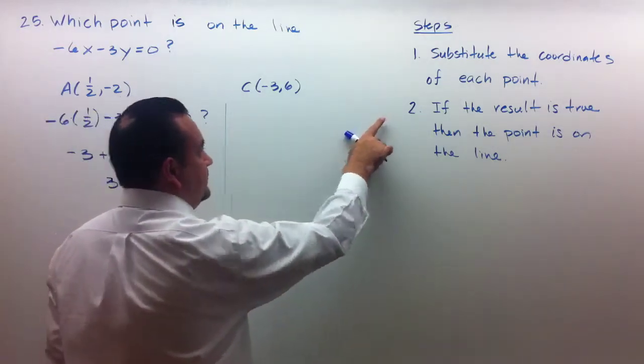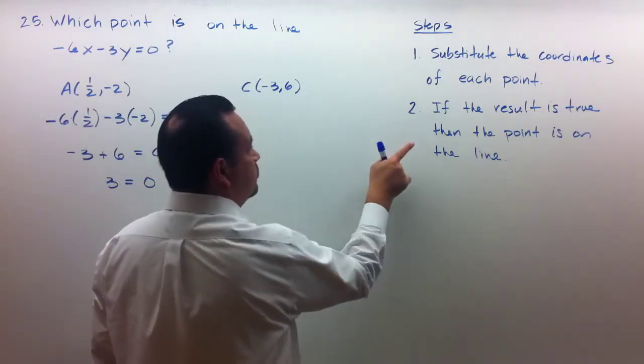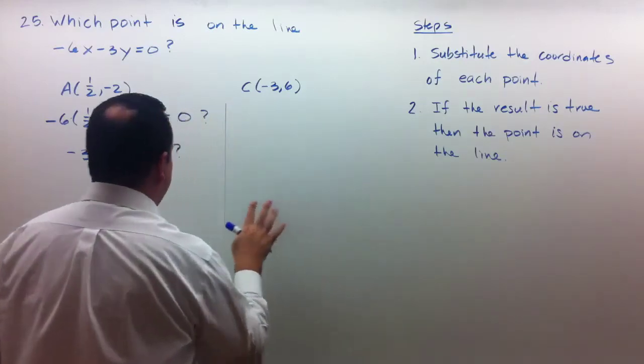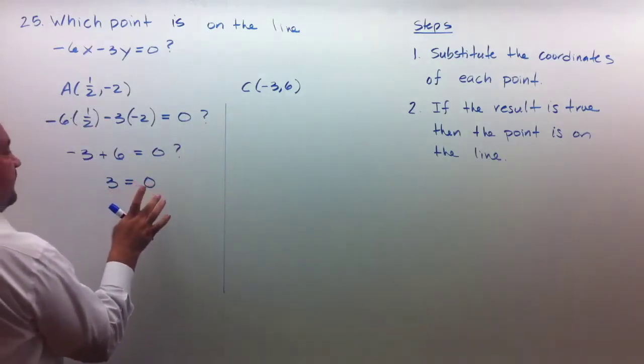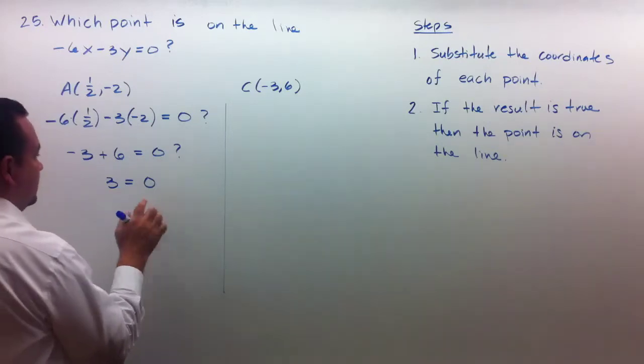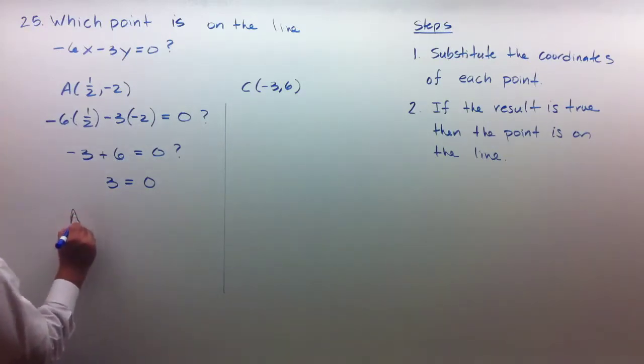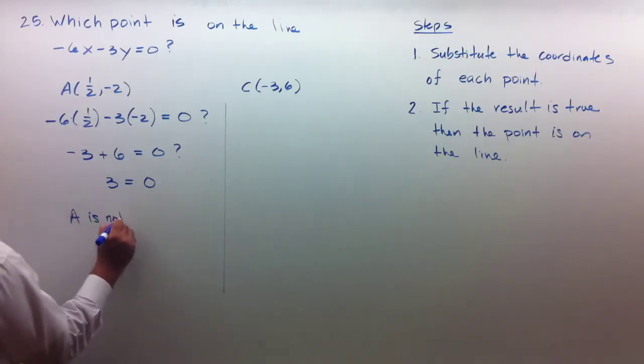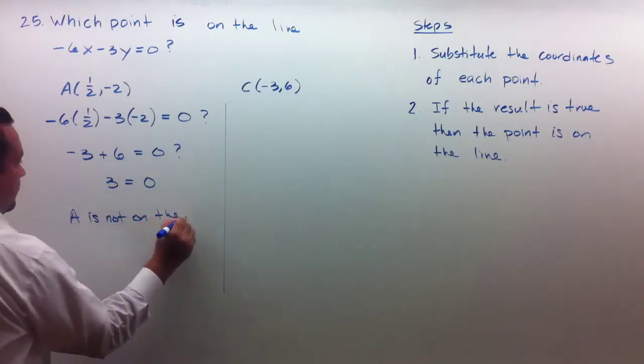Step 2 is telling us to check. If the result is true, then the point is on the line. 3 equal to 0 is false. Because this is false, we can state that point A is not on the line.